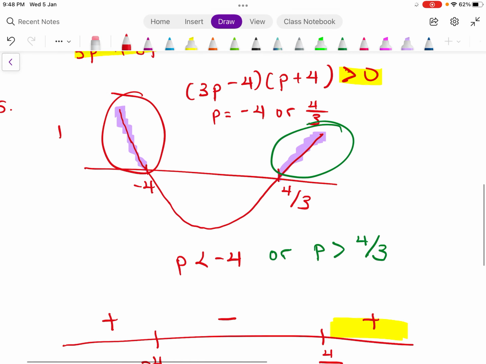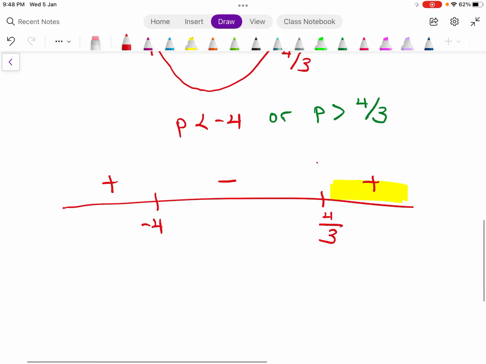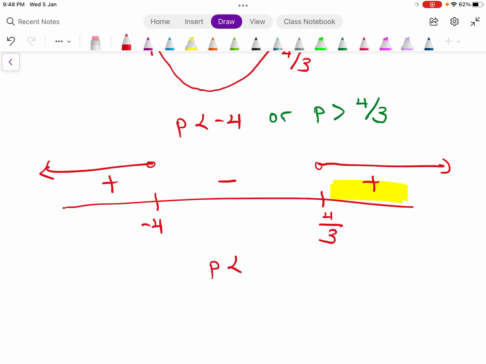So now we go back to the inequality. You want more than 0, you want positive, right? So you move to the positive side. So the p inequality is p less than -4 or p more than 4/3. Alright, so you can see there is a 5-step process.